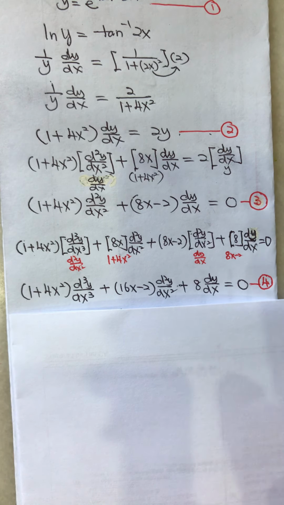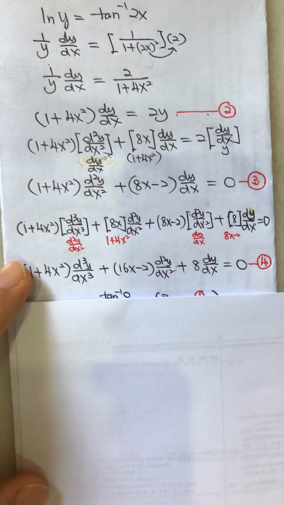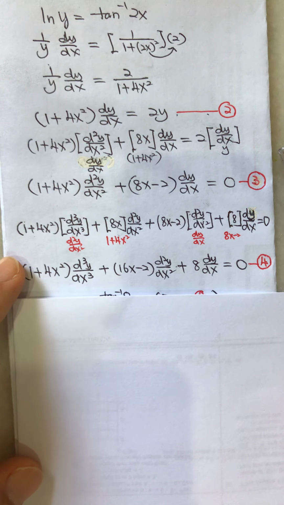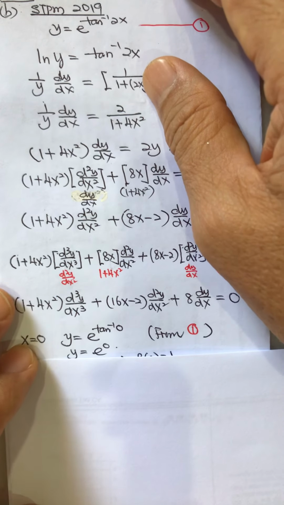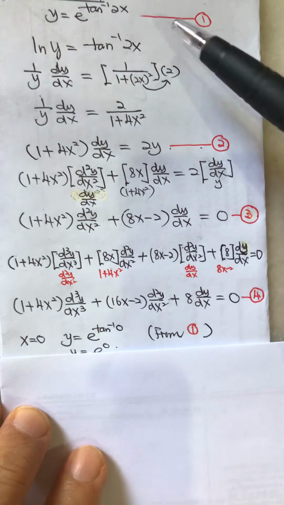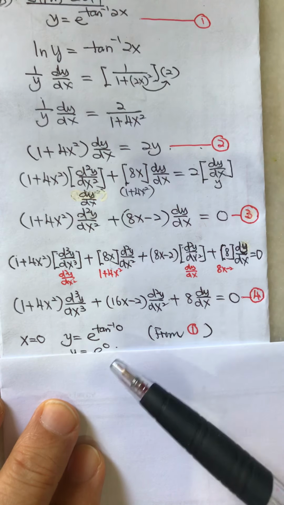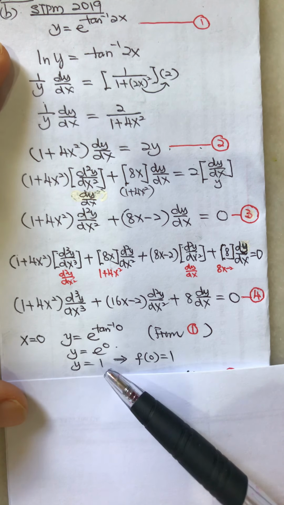Okay, now we are going to use the Maclaurin theorem to get the series expansion for our given function. So we substitute, as I said just now, x equal to 0 into 1. When you substitute x equal to 0 into 1, you will get e to the power arctangent 0. So this one you get 1.